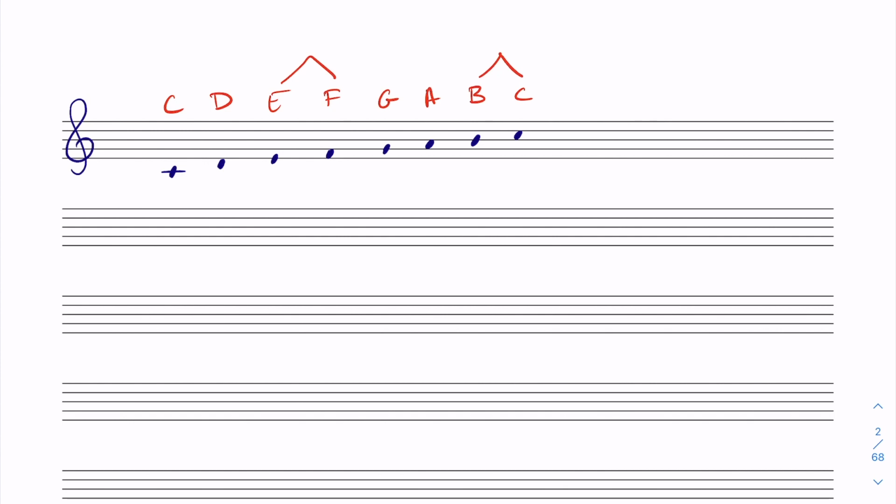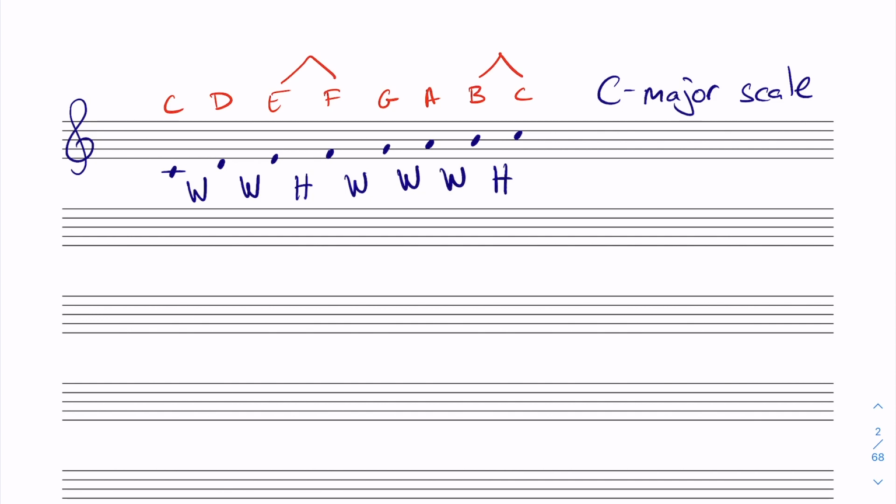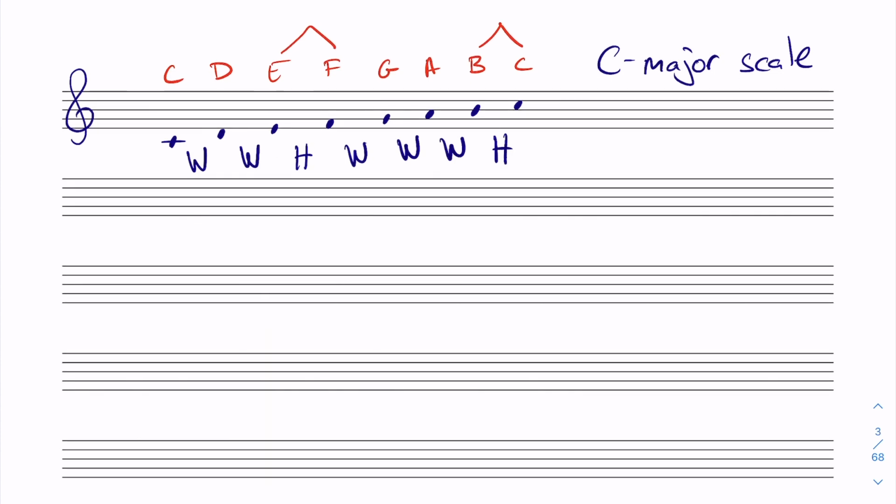This series of notes sounds like this. This is called the C major scale. A major scale is a set of notes within an octave. It's a scale, right? A set of pitch classes within an octave that has a specific sequence of whole and half steps. Specifically, whole step, whole step, half step, whole step, whole step, whole step, half step.